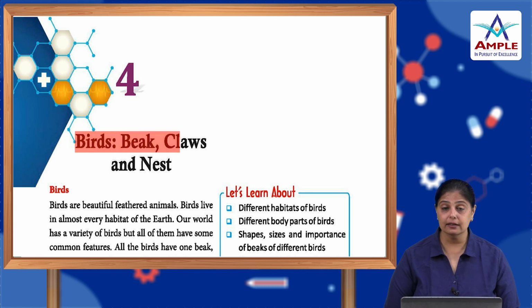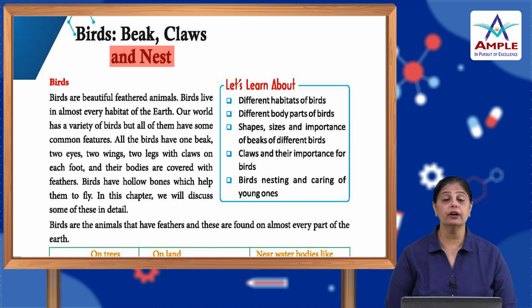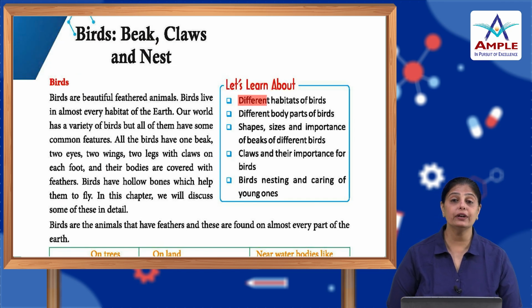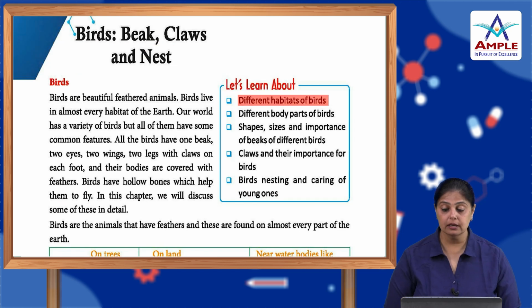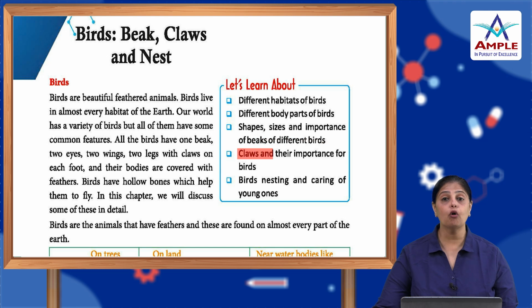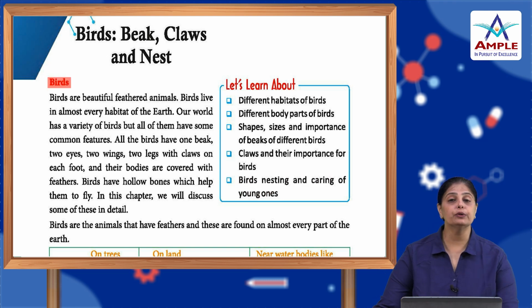Their beak, claws and nest. Alright. So here we are going to learn about different habitats of birds, different body parts of birds, shapes, sizes, and importance of beaks of different birds, claws and their importance for birds, birds nesting and caring of young ones. Alright. So when you look at a bird, what do you think?